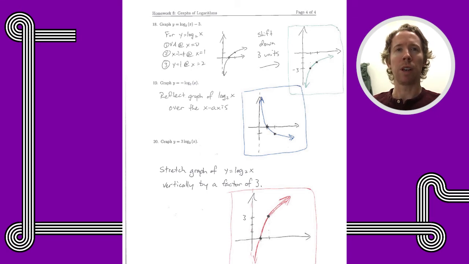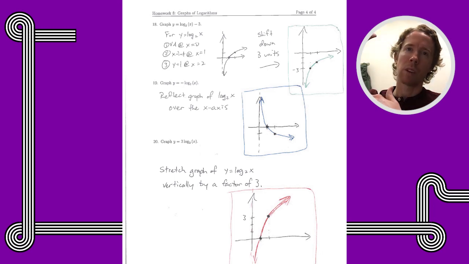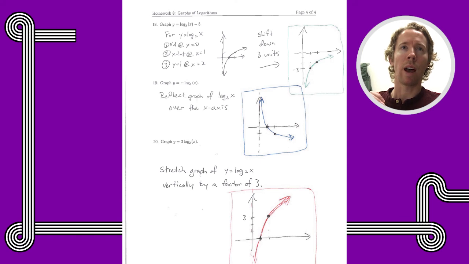And then for 3 times log base 2 of x, we know that if you take a function or an equation and you multiply it by some constant that's bigger than 1, it's going to vertically stretch it out. So if I multiply log base 2 of x by 3, it's going to take all of my points and stretch them out by a factor of 3. So where I had y equal to 1 earlier at x equals 2, now I'll have y equal to 3 there. So that's how you get this red graph.